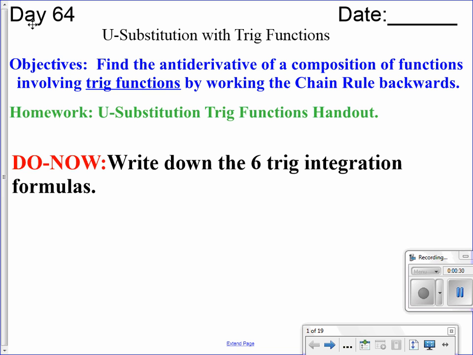The antiderivative of cosine x equals sine x plus c, right? So there's 6 of those. See how many you got. Because today, we're going to use U substitution using those integration formulas.